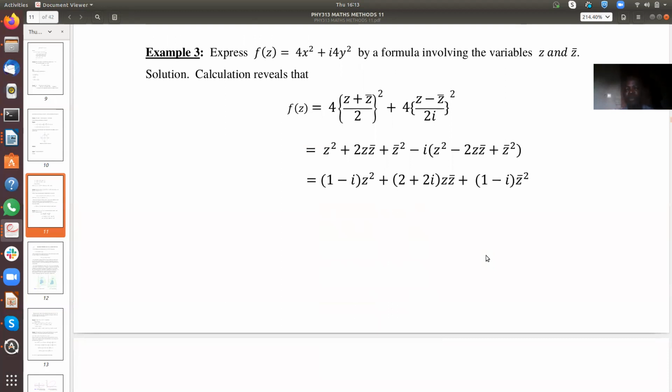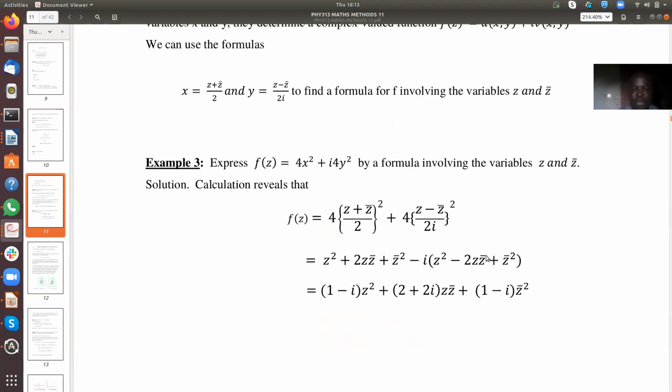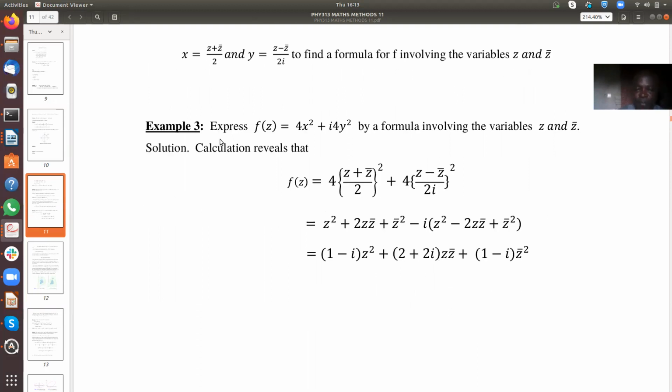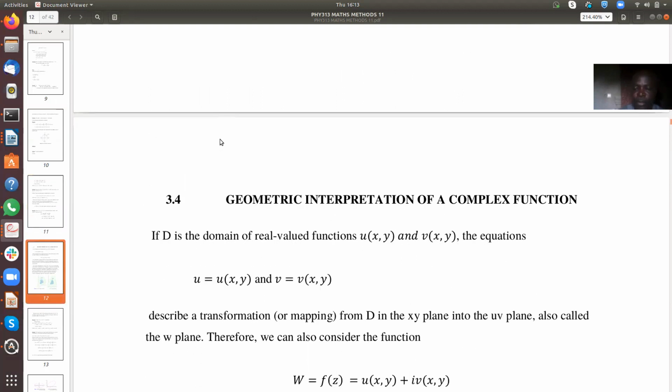So this is how to move from x and y to z or z bar when you are given f of z as a function of x and y. So you can go in between x, y and z, z bar, provided you remember this relationship between x, y and z, z bar. Any questions?